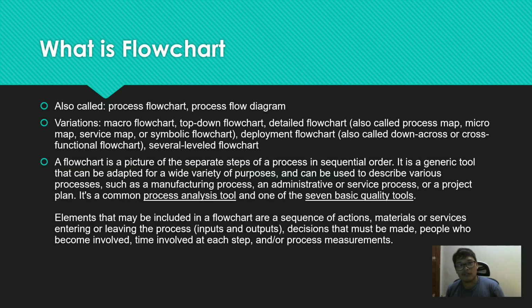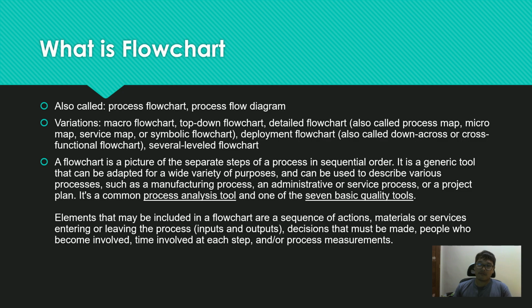What is a flowchart? A flowchart is also called a process flowchart or process flow diagram. The variations: macro flowchart, top-down flowchart, detailed flowchart, also called the process map, micro map, service map, or symbolic flowchart. Deployment flowchart is also called the across or cross-functional flowchart, the several level flowchart.